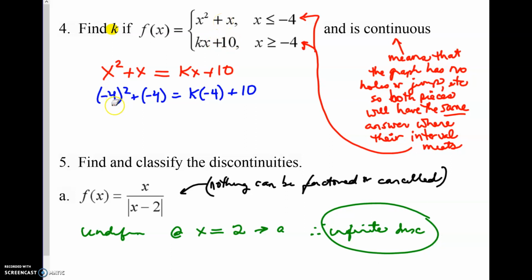And we solve that out, we get 16 minus 4 is 12. Well, you can pause it and solve it out. When you bring all the k's to one side, we see we're left with k being equal to -1/2. Let's look at number 5 together.